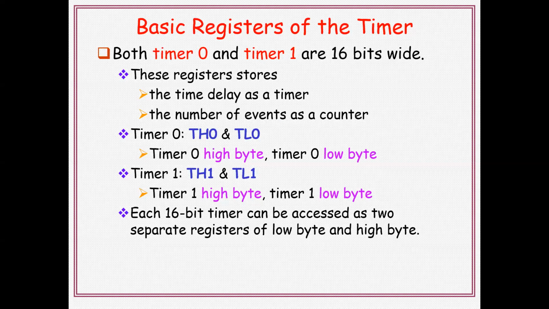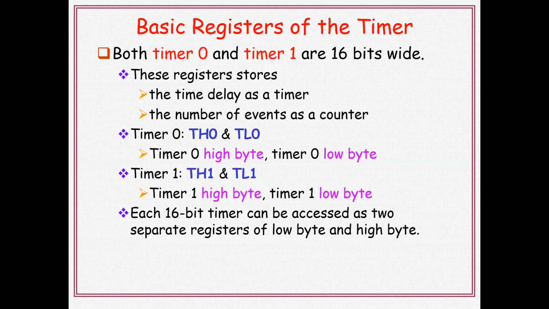These are the basic registers of the timers. Both timer 0 and timer 1 are 16-bit registers. These registers store the time delay as a timer, and the number of events as a counter. Timer 0 is available as two 8-bit registers, TL0 and TH0. TL0 is called the timer 0 lower byte, TH0 is called the timer 0 higher byte. Timer 1 is available as two 8-bit registers. TL1 is called the timer 1 lower byte, TH1 is called the timer 1 higher byte.